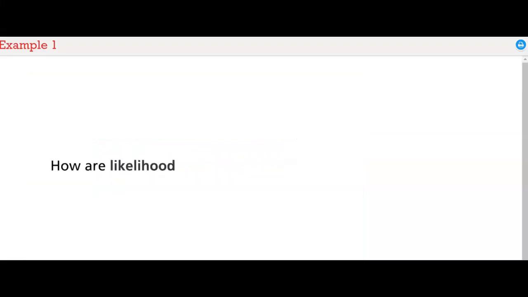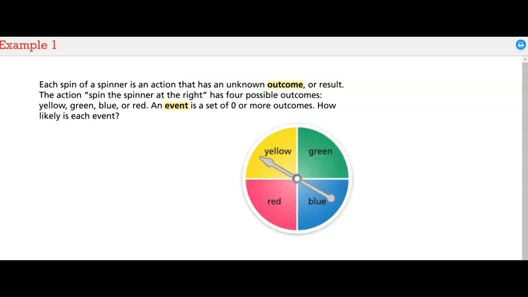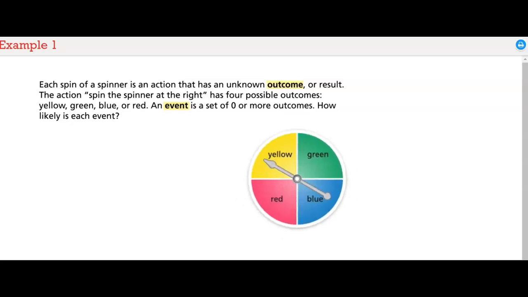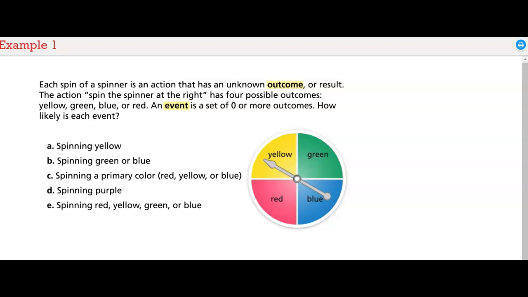How are likelihood and probability related? Think about this question during the lesson. Each spin of a spinner is an action that has an unknown outcome or result. The action spin the spinner at the right has 4 possible outcomes: yellow, green, blue, or red. An event is a set of 0 or more outcomes. How likely is each event?